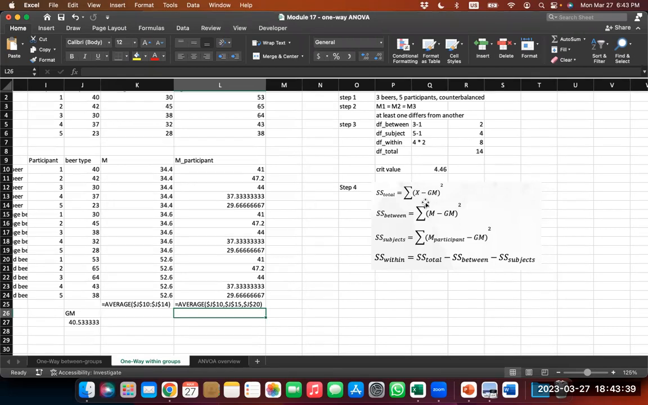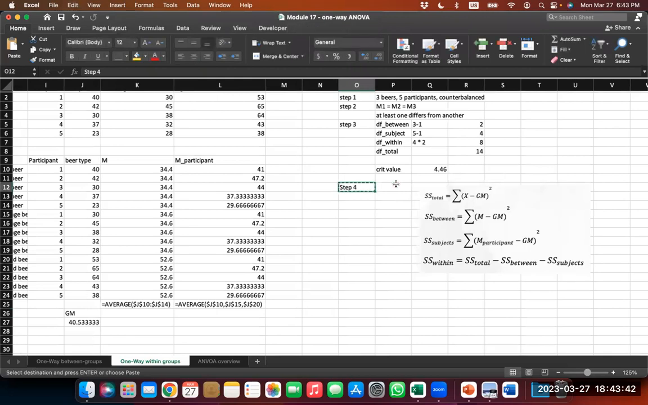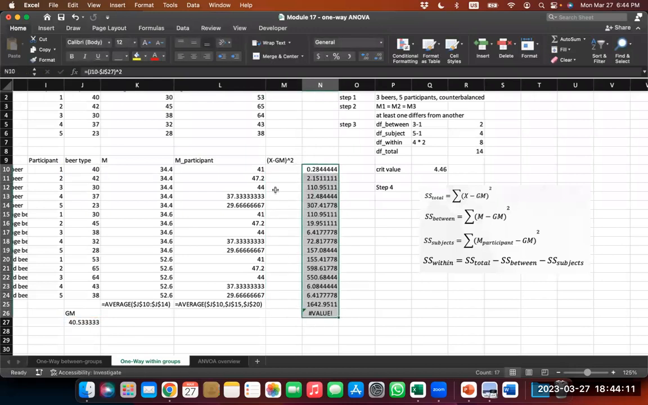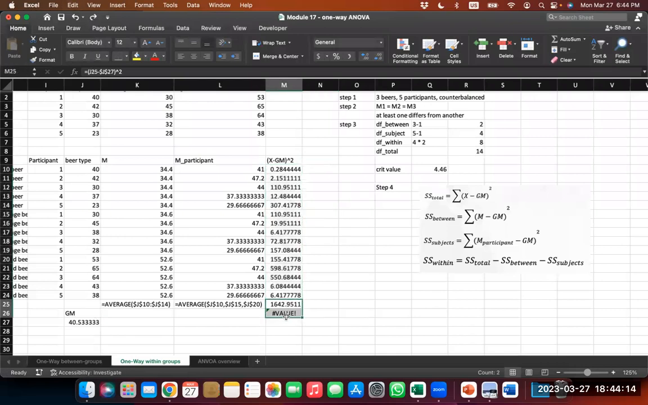So this being said, you now know that this can easily be calculated. You're doing x minus gm squared. That's basically parentheses x minus gm squared. Gm needs to be locked in because otherwise it shifts. Squared. That basically can then be brought all the way down there. Okay, so we have now all these calculated.